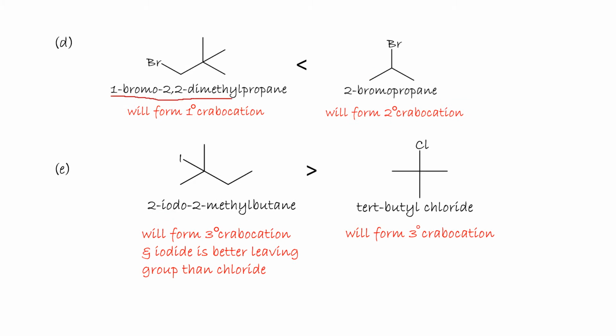1-bromo-2,2-dimethylpropane or 2-bromopropane. Here is the carbon that will give a primary carbocation, and here is a secondary carbocation. Of course, secondary carbocation is more stable than primary, so 2-bromopropane will be faster.